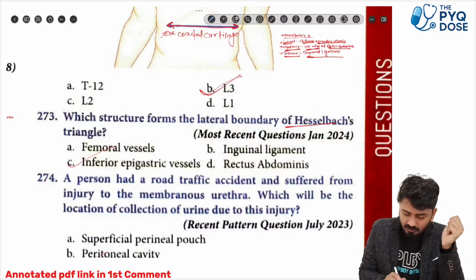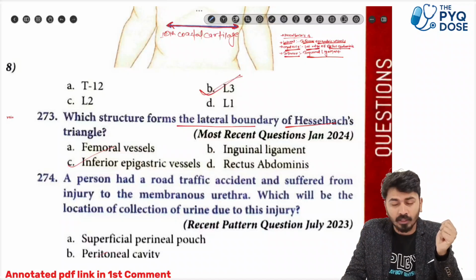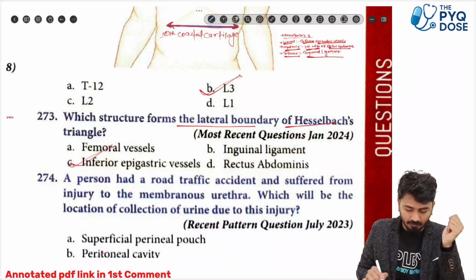So which structure forms the lateral boundary? Lateral boundary is by the inferior epigastric vessels. So we have inferior epigastric vessels.